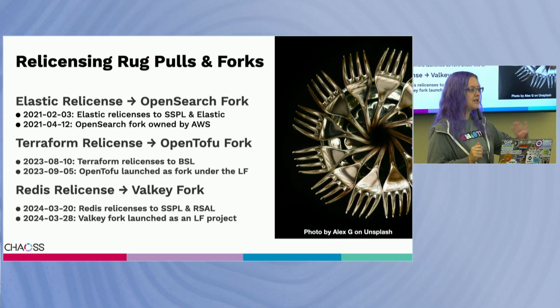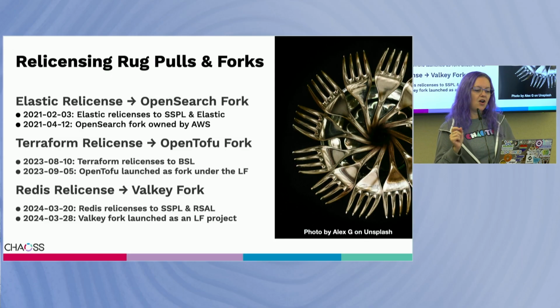So I'll talk about each of these examples on later slides, so I'm not going to cover them in detail here. But the important thing to remember is that rug pulls are often related to relicensing, but they also have consequences in the form of the forks that result.